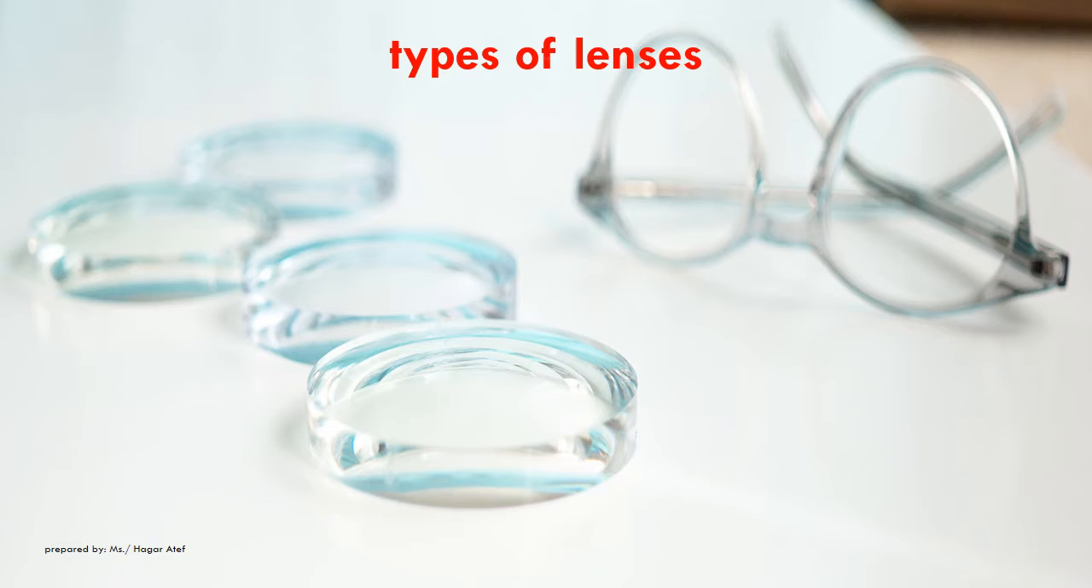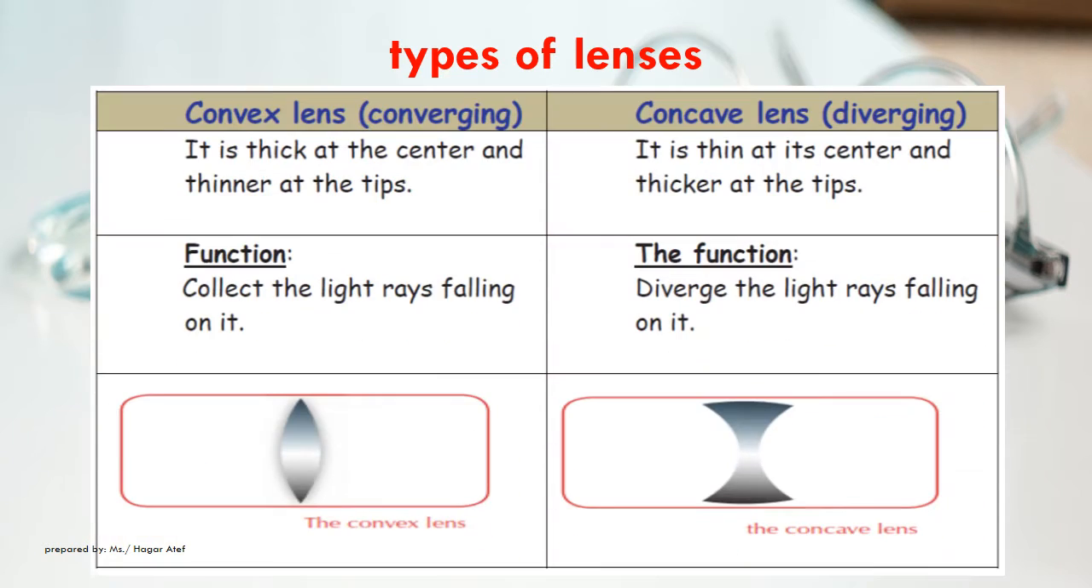Lenses have many types. Among them are: Number 1, the convex lens or converging lens. It is a transparent optical piece which is thick at its center and less thick at the tips. Its function: it collects the light rays falling on it. Number 2, the concave lens or diverging lens. It is a transparent optical piece which is thin at its center and thicker at the tips. Its function: it diverges the light rays falling on it.